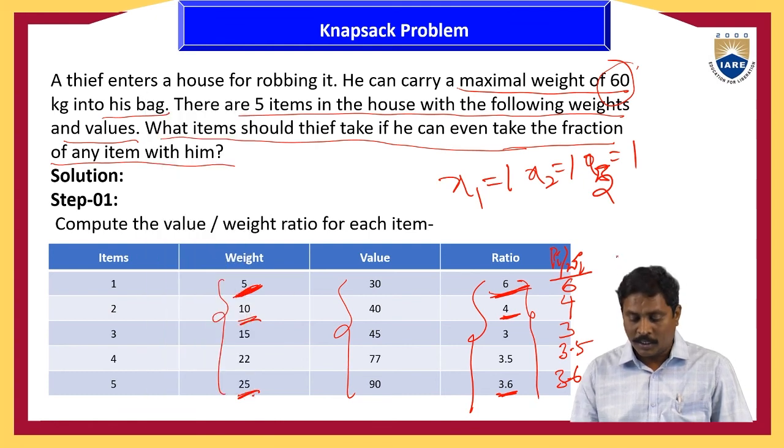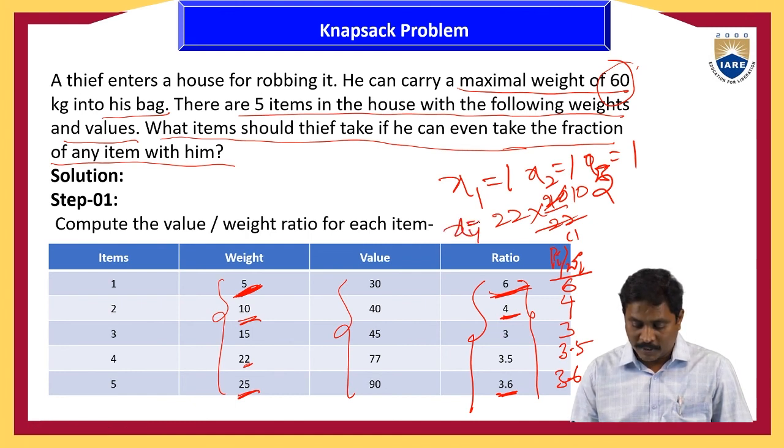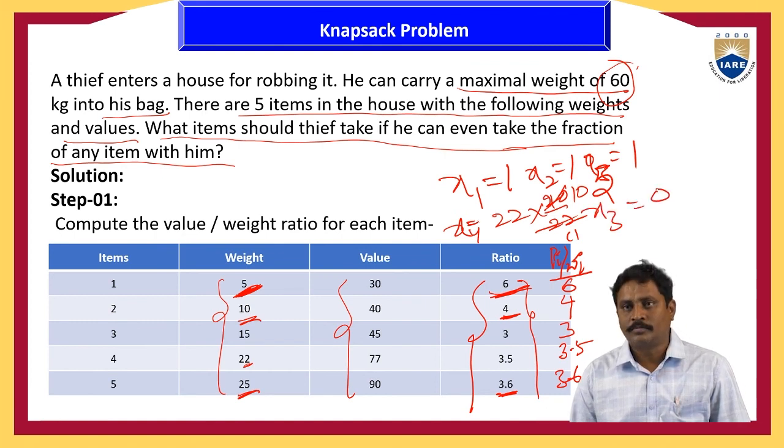How much capacity remains? 60 minus 40, 20 is there. Now insert the 20 here. From this 22 insert only 20. So 20 by 22, which is 10 by 11. So X4 equal to 10 by 11. Now the bag is full. Now there is no chance to insert X3. So X3 equal to 0.